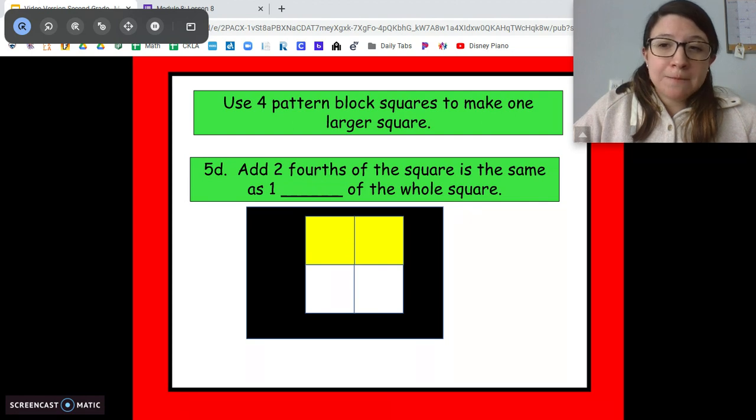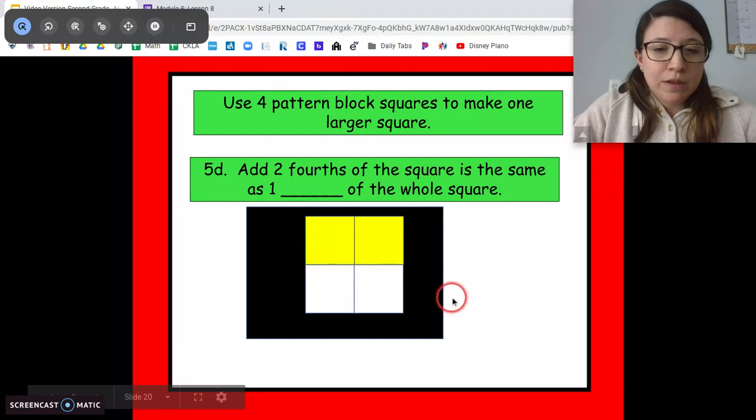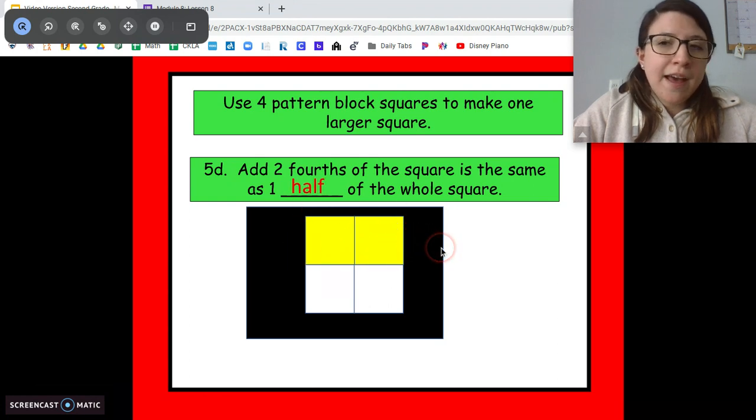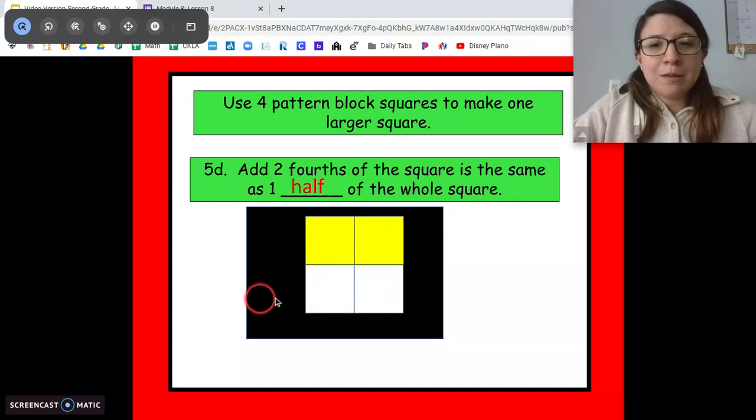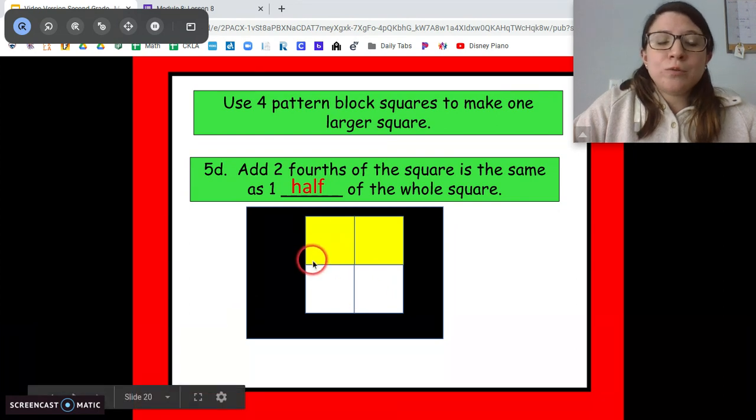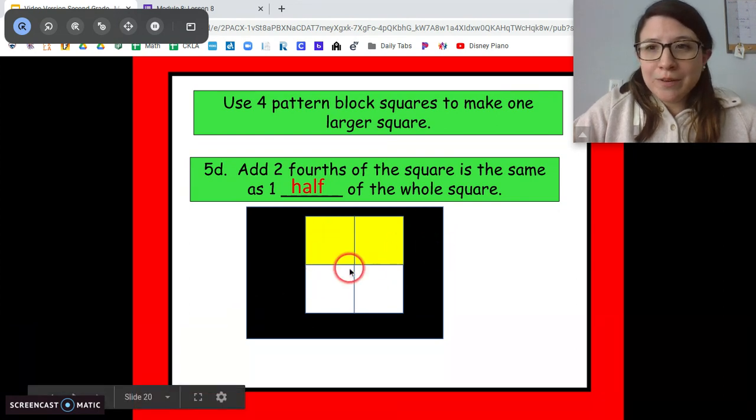What is that the same as? Think about what is colored in and what is not colored in. What is this the same as? 2/4 is the same as 1/2. You see that? The part that's shaded in is the same size as the part that's not shaded in. So 2/4 is equal to 1/2.